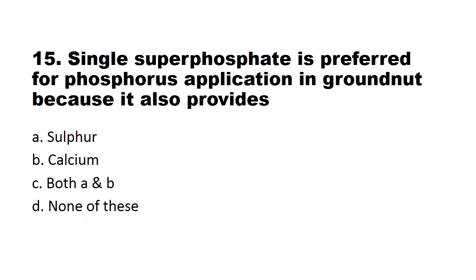Single superphosphate is preferred for phosphorus application in groundnut because it provides option number A, sulfur, option number B, calcium, option number C, both A and B, and option number D, none of these. And the right answer is both A and B, option number C. Single superphosphate is preferred for phosphorus application in groundnut because it also provides sulfur as well as calcium.